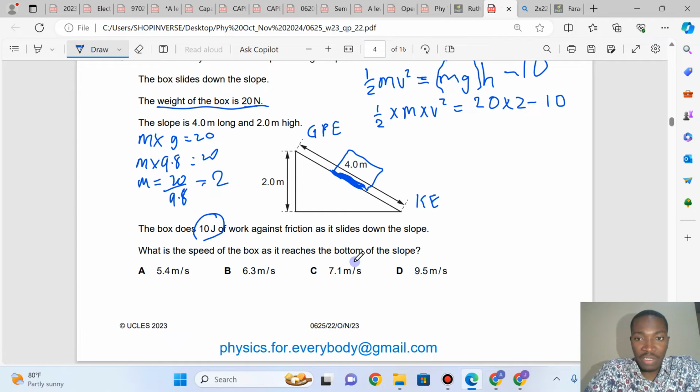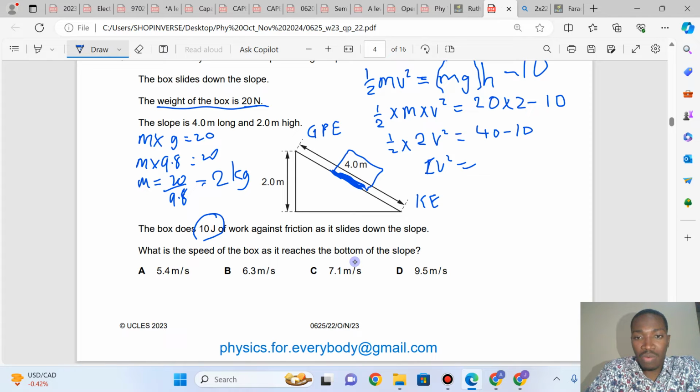So let's finish it up. The mass is 2 kilograms. Half times 2, v squared equals 20 times 2, which is 40. 40 minus 10 is 30. Half multiplied by 2 is 1. So we have 1 times v squared equals 30.